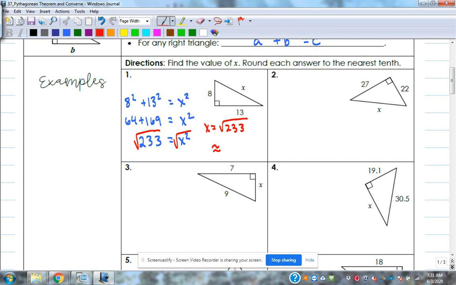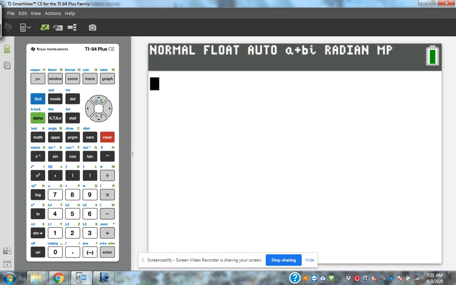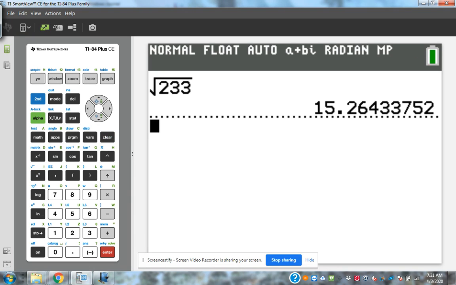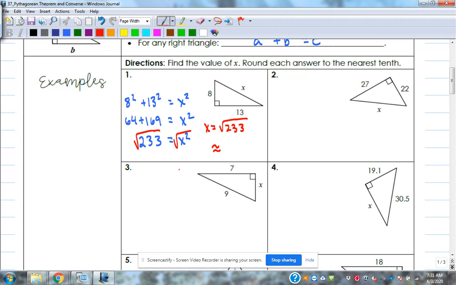The instructions say round to the nearest tenth. So let's get the exact value and the decimal approximation. Square root of 233 here, and we're rounding to the nearest tenth. So we look at the 6, which makes the 2 go up to a 3. So 15.3. And again, you need to make sure that if you're finding the hypotenuse, it is the longest side. If you work it out and it's not, you've done something incorrectly.